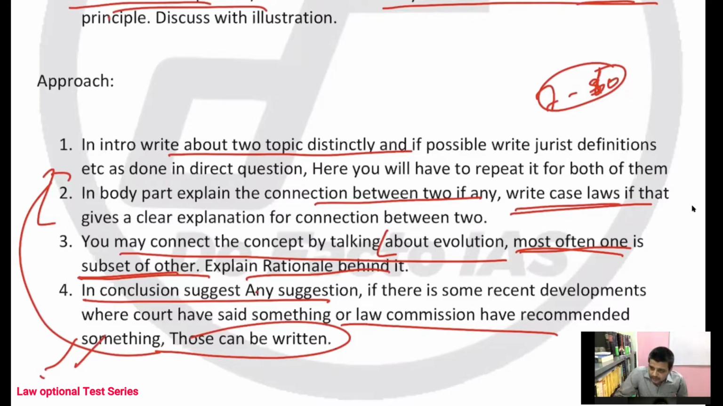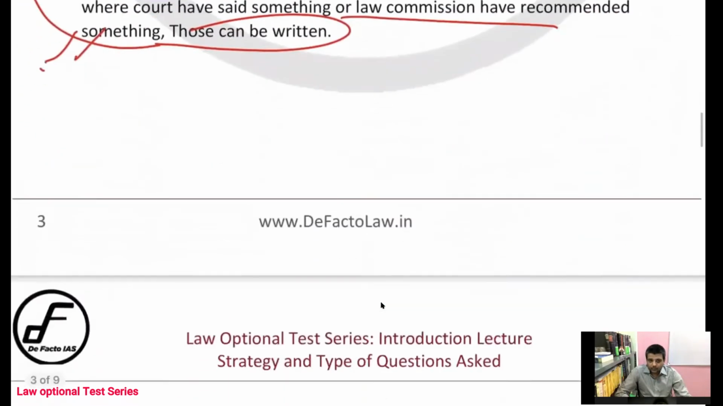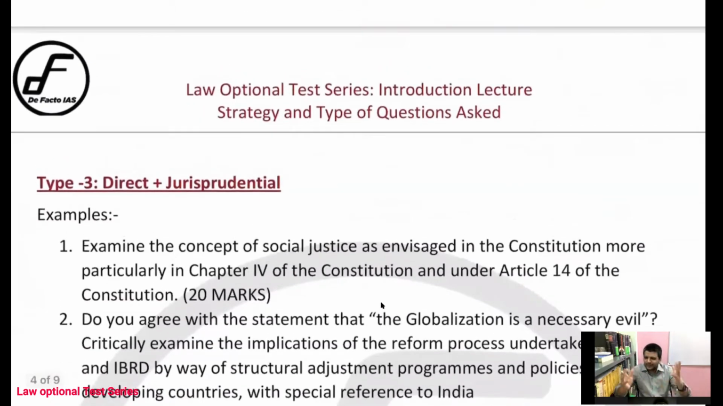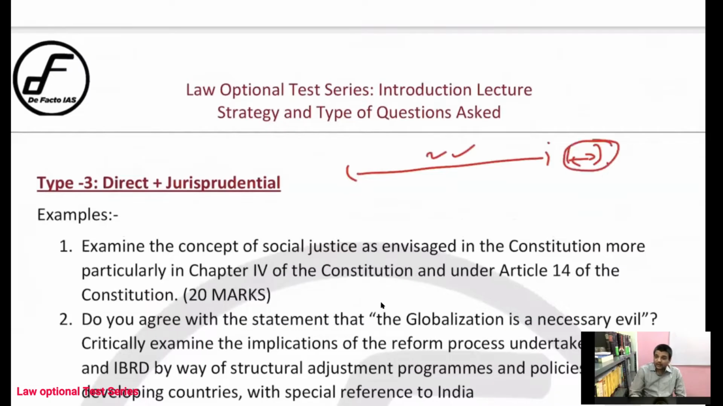Now, let us come to the next concept. The next type of question is direct plus jurisprudence, or philosophical. It means they give you a good line and a concept, and with regard to this good line, comment on this.